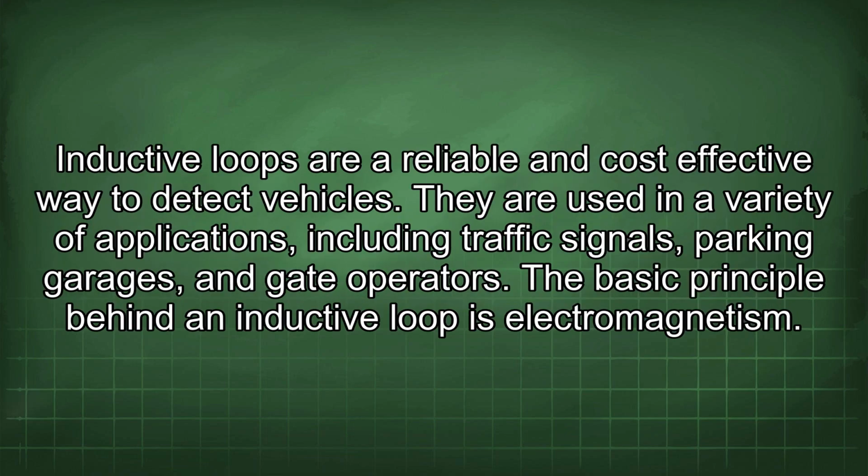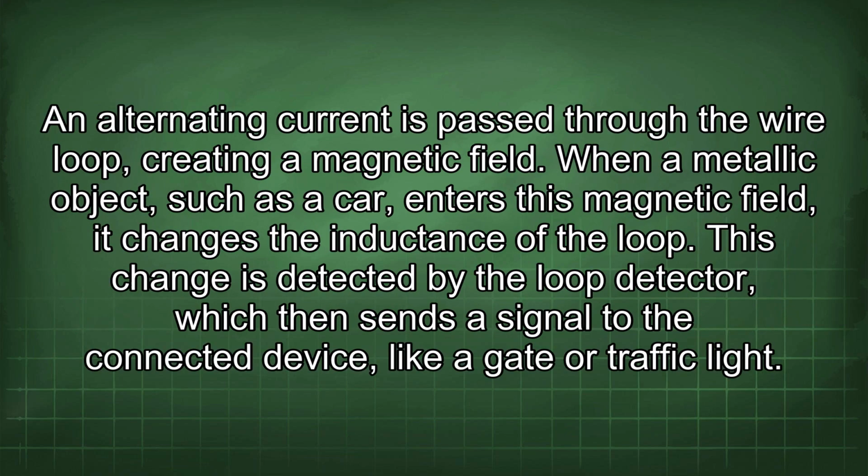Inductive loops are a reliable and cost-effective way to detect vehicles. They are used in a variety of applications, including traffic signals, parking garages, and gate operators. The basic principle behind an inductive loop is electromagnetism. An alternating current is passed through the wire loop, creating a magnetic field.